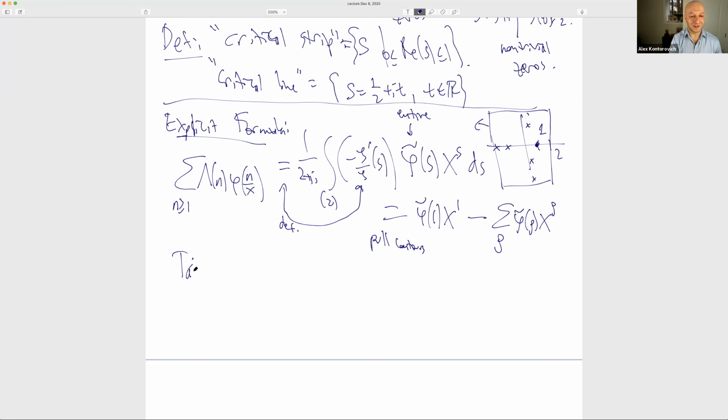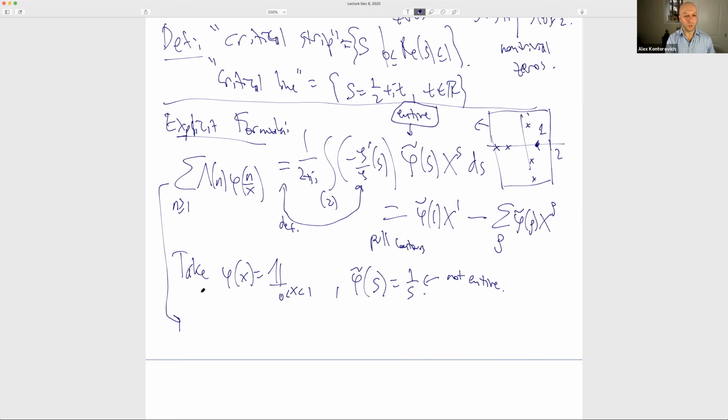I want to show you this formula in the case where phi is equal to the indicator function. We've seen this function many times now. The indicator function of 0, 1. Do you guys remember what the Mellin transform is? We have a Mellin transform pair. One over s? Beautiful, 1 over s. So this is not entire. So when we do this contour pull, let's write down the formula. We're going to get one extra contribution.